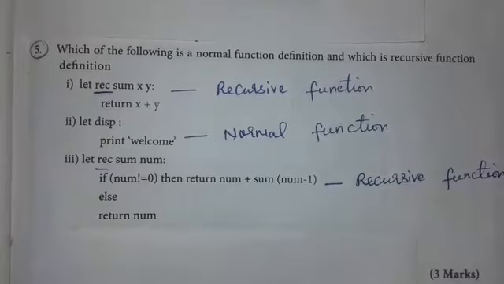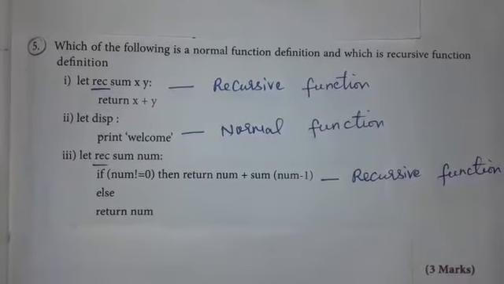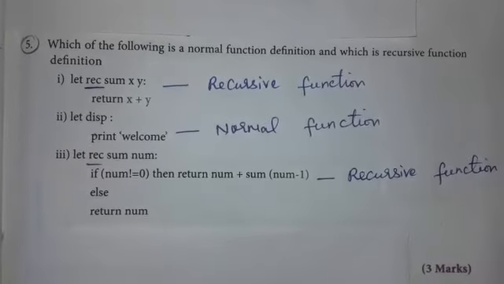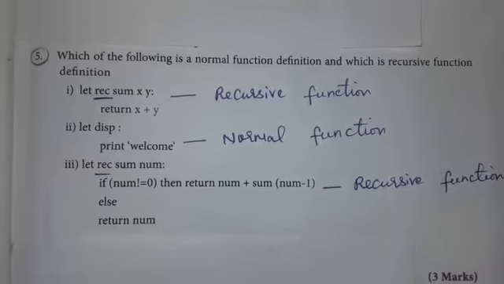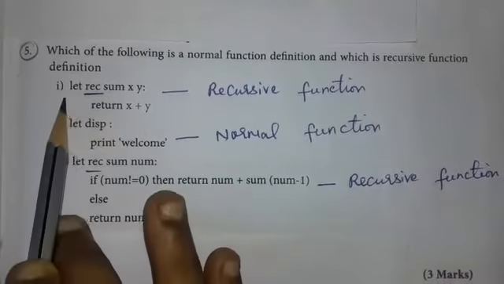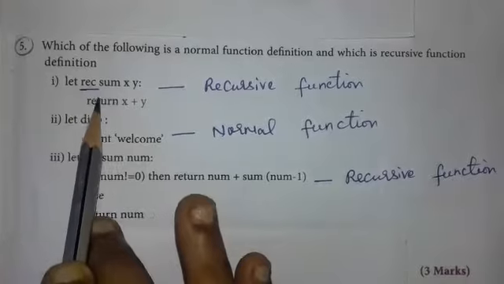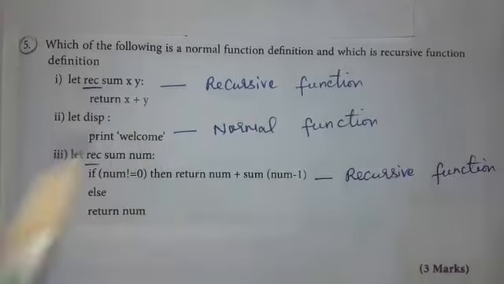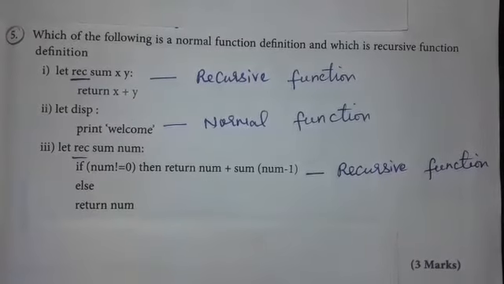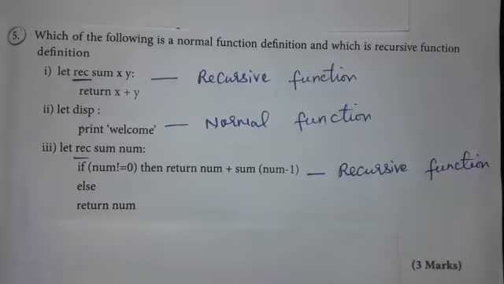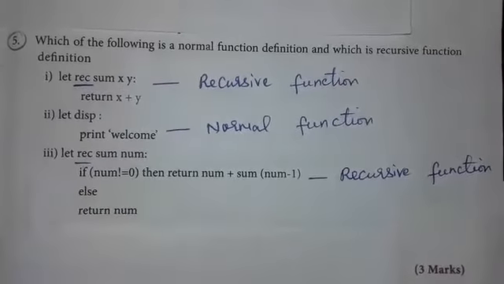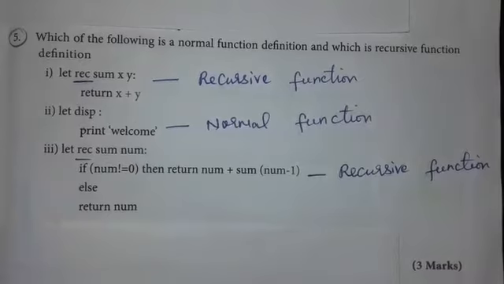So let is the keyword for a function. If it is a normal function, after let the name of the function will be displayed. If it is a recursive function, REC will be included. See the first one, let REC sum. So the let keyword with REC means recursive, and sum is the name of the function. So that is a recursive function. Second one, let disp, is a normal function. REC is not used here, so it is a normal function. Then the third one is also a recursive function because REC is used here. Now we'll see the next one.